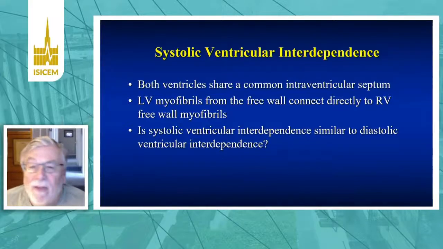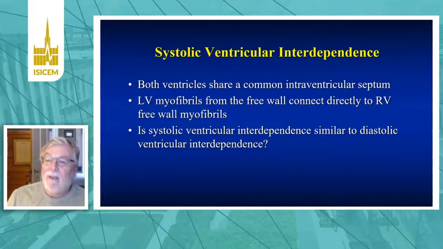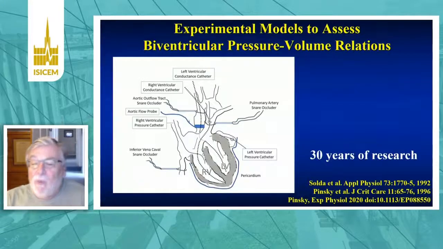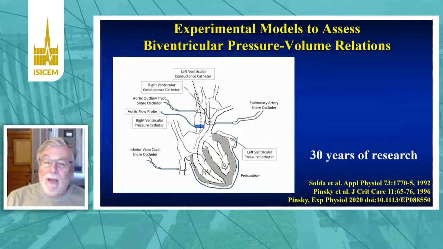Let's now go to the other part, systolic ventricular interdependence. Since the heart shares a common interventricular septum and the left ventricular fibrils connect directly to the free wall of the right ventricle, you can have significant common sharing. We looked at this in an animal model in which we measured biventricular pressure volume loops and had a snare on the aorta and the pulmonary artery and the IVC.